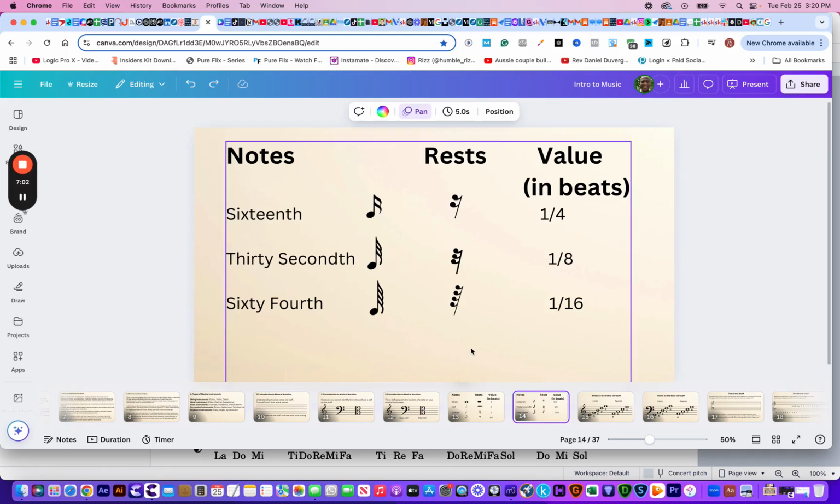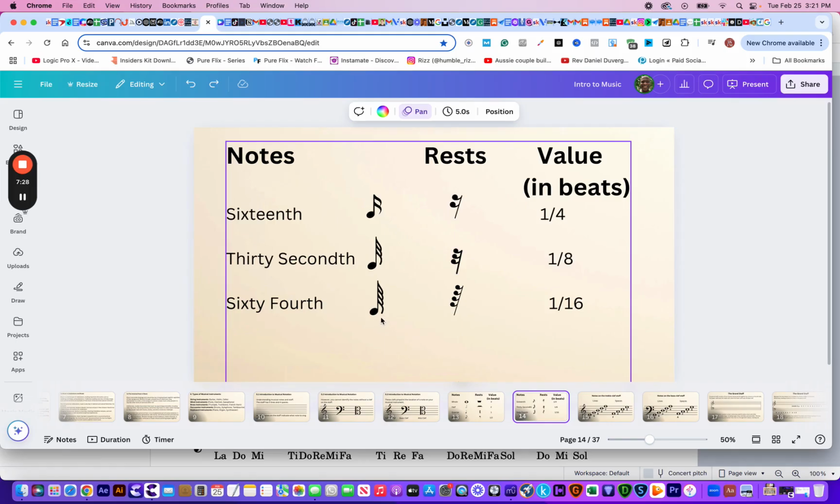And then you have the 16th note, which is worth a quarter of a beat, and the 16th rest is worth a quarter of a beat. The 32nd note is worth 1/8 of a beat, and the 32nd rest is worth also 1/8 of a beat.